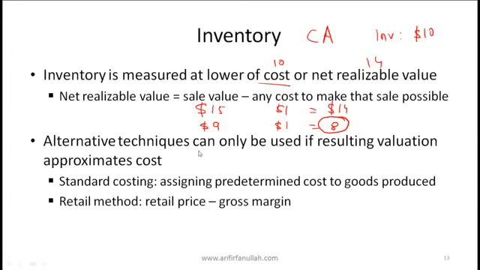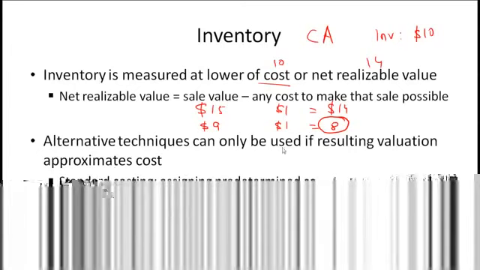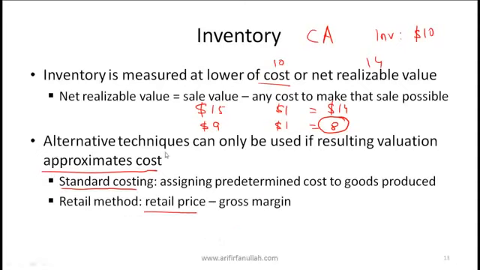Alternative techniques can only be used if resulting valuation approximates cost. So some organizations use a method called standard costing, where we assign a predetermined cost to goods produced, or a retail method where we simply say cost is equal to the retail selling price minus some standardized gross margin. As mentioned, these potential techniques can only be used if resulting valuation approximates the actual cost. There is a whole reading on inventory later on, so we will study this in more detail later.